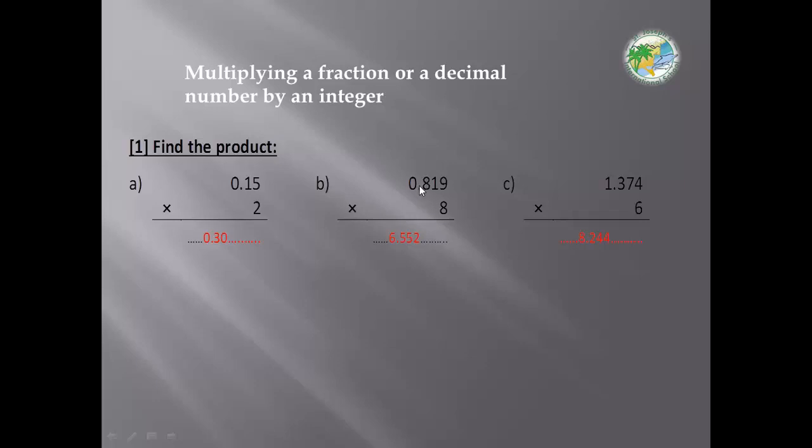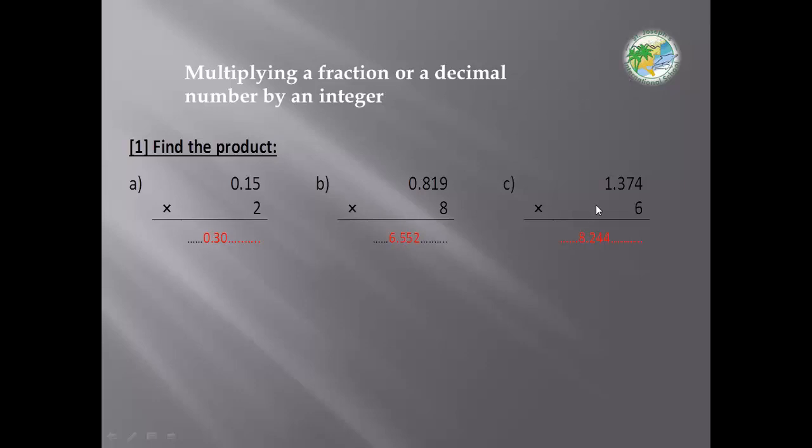Fine, very good, excellent. After we finish multiplication between the two numbers, we go to the decimal point. After how many digits? 1, 2, 3. And from right to left. From right to left, go 1, 2, 3, and put the decimal point. Fine, excellent.